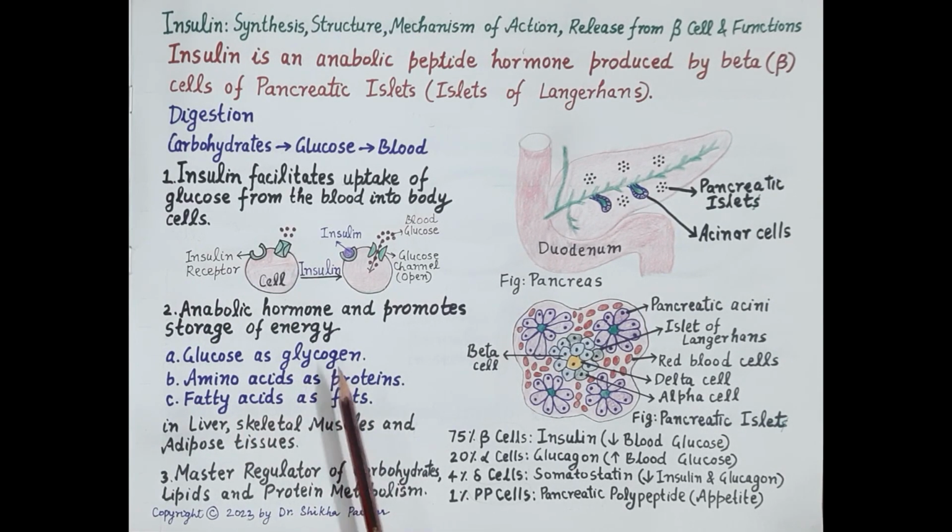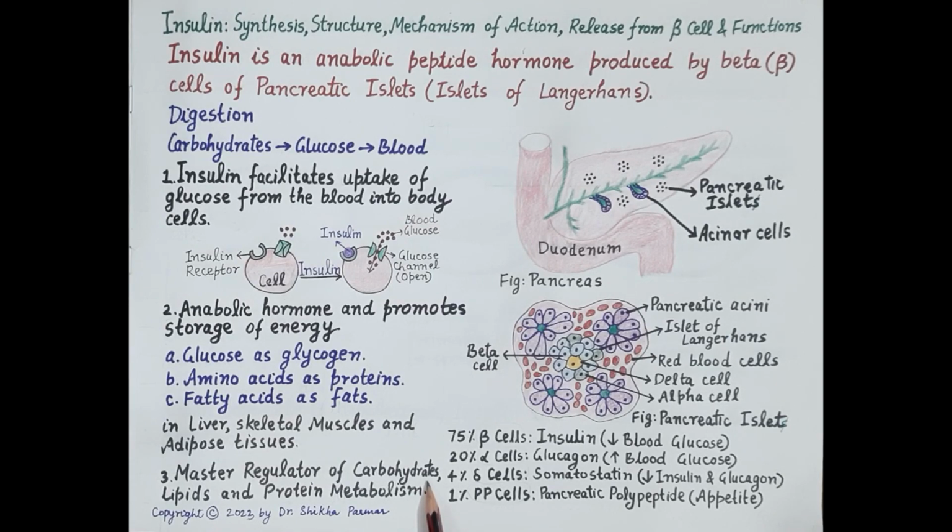Now, glycogen, proteins, and fats are stored and they are utilized by the cells for energy whenever the levels of glucose fall in the blood. Thus, insulin is a master regulator of carbohydrates, lipids, and protein metabolism.